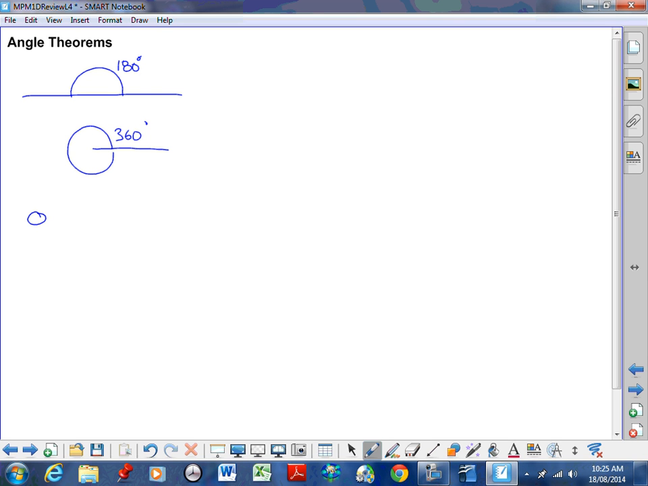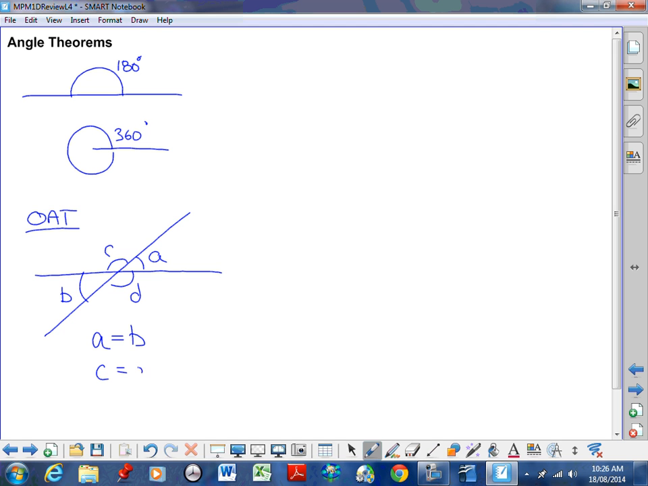So let's start with the OAT theorem. That's the opposite angle theorem. We have two intersecting lines, angle A, angle B, C, and D. The opposite angle theorem says that the opposite angles are equal. So that means that A and B would be equal, C and D would be equal. If they're opposite to each other when two lines intersect, they will be equal to each other.